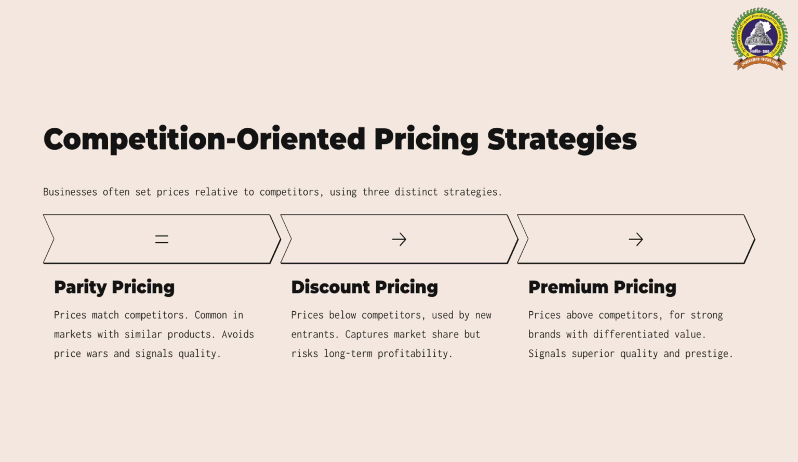Alternatively, a firm can choose to deviate from the norms. First, we have discount pricing, or pricing below the competitive level. This is the weapon of the challenger. New entrants often use this to disrupt the market, grab attention, and generate a customer base quickly. It is aggressive and designed to compete with established players. However, it is usually a short term technique.